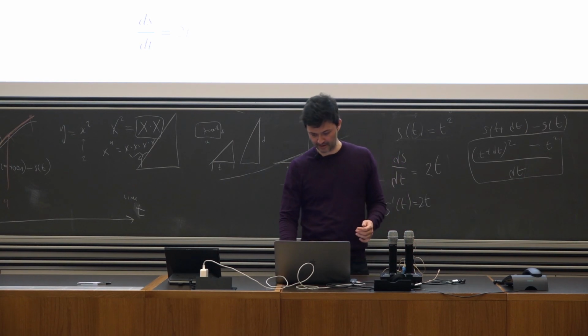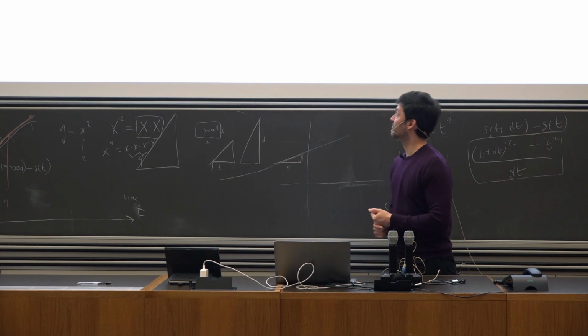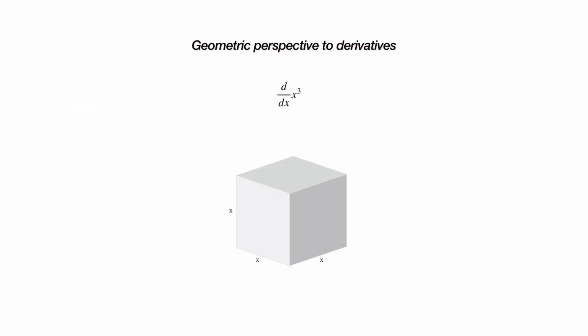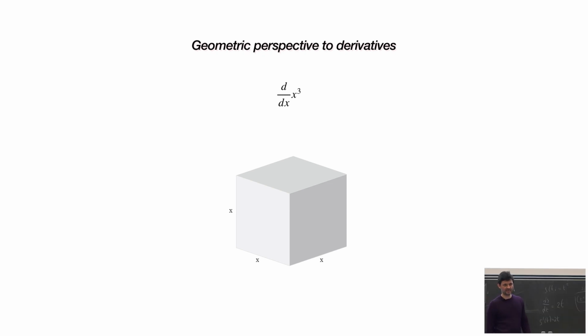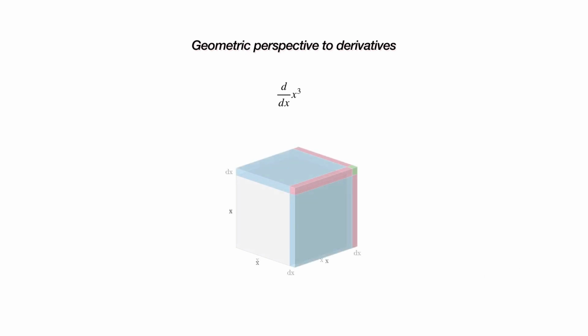Okay, interesting. Let's see another example. What is the derivative of a cube? So of a function which is x to the third power. So x times x times x. If we think about what it means geometrically, it's a volume, yeah? The volume of a cube. In the next step, let's add dx. As we add dx, this volume grows a little bit, yeah? Of course, I'm exaggerating here.